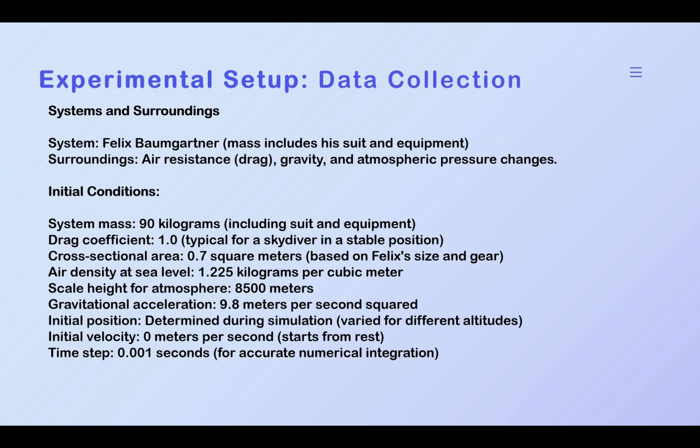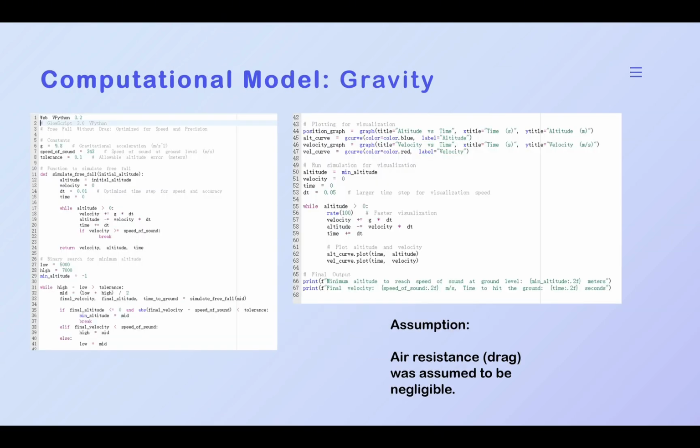So the system is Felix Baumgartner, and the mass also includes his suit and equipment, and the surroundings are air resistance, the drag force, and gravity, and also atmospheric pressure changes. And about the initial conditions and some important data: system mass, we estimate to be 90 kilograms. And the drag coefficient, typically for a skydiver in a stable position, is 1.0. And also, the initial position we determined during simulation, and initial velocity is 0 meters per second. And the time step we set is 0.001 seconds.